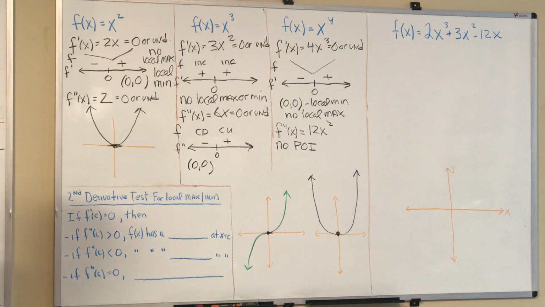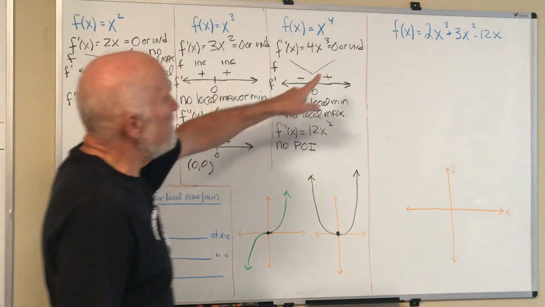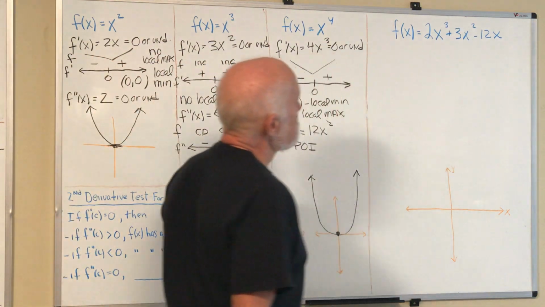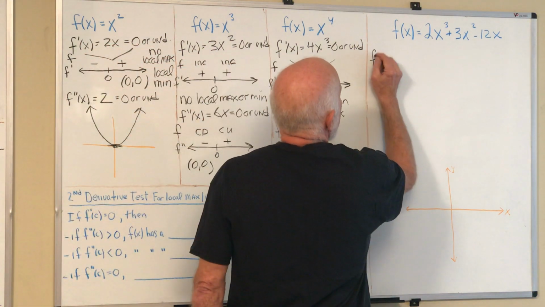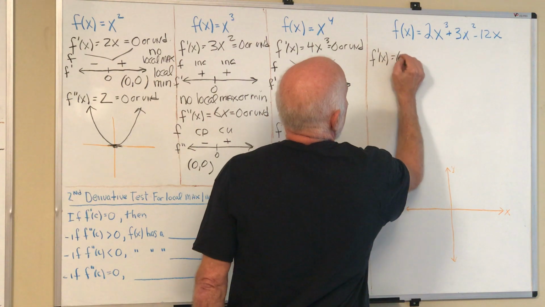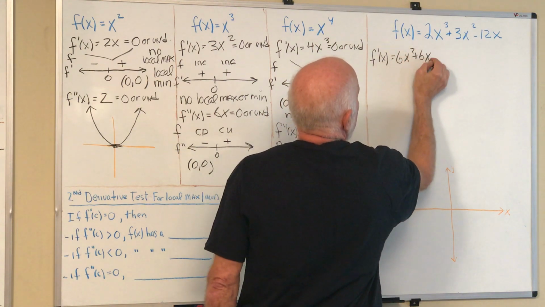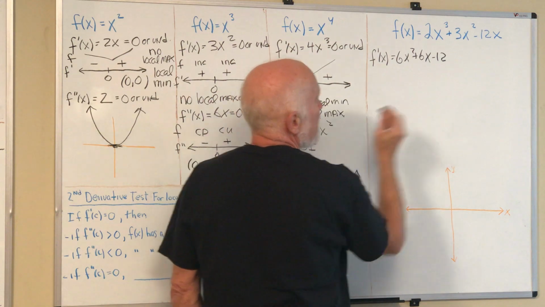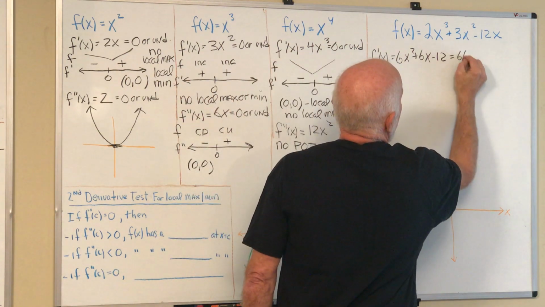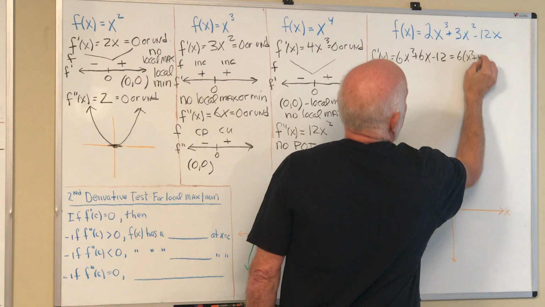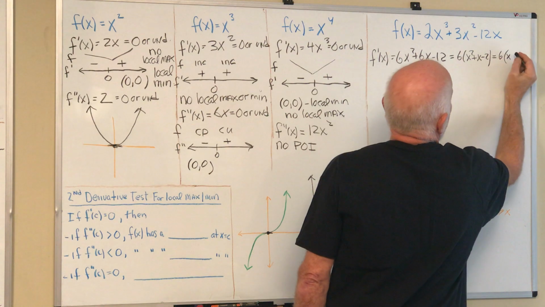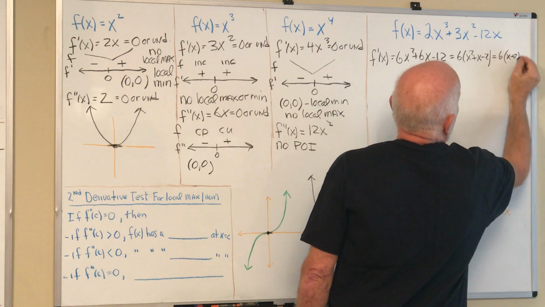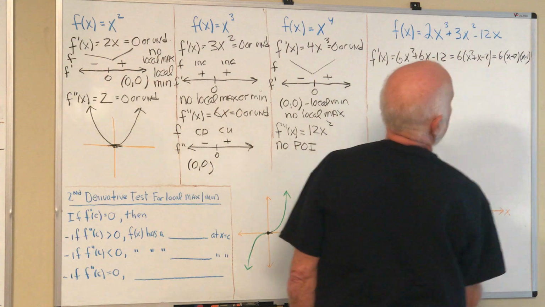Okay, let's just pick a little more complicated function and do one of those. So now we've got this cubic. And we have some idea what cubics look like. So let's take its derivative. 6x squared plus 6x minus 12. And if I factor that, we get 6 times (x squared plus x minus 2), or 6 times (x plus 2)(x minus 1).